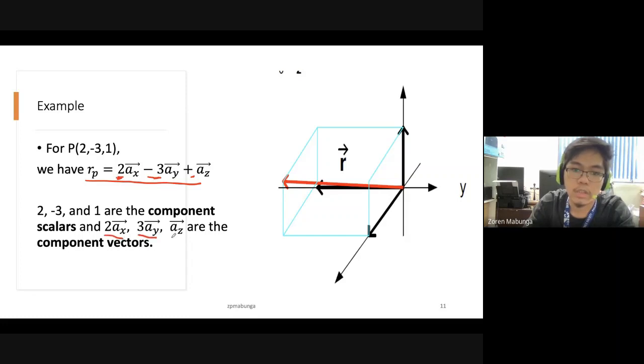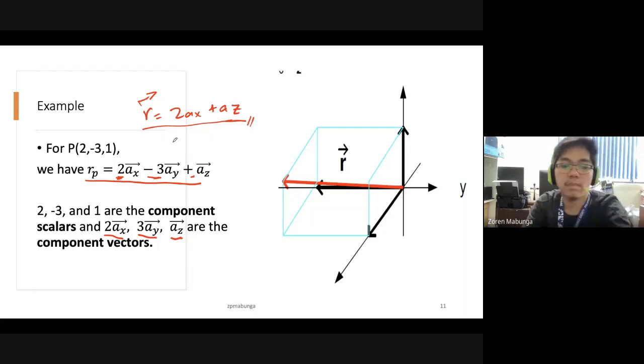Pero kapag sinabi sa inyo, pinahanap sa inyo is vector component, so ang sagot dapat doon is 2ax, negative 3ay, and az. So what if, ang given na vector is 2ax plus az? So ano yung natin dito? Ano yung scalar component? Anong scalar component dito? Volunteer. Ano sa tingin niyo yung scalar component?